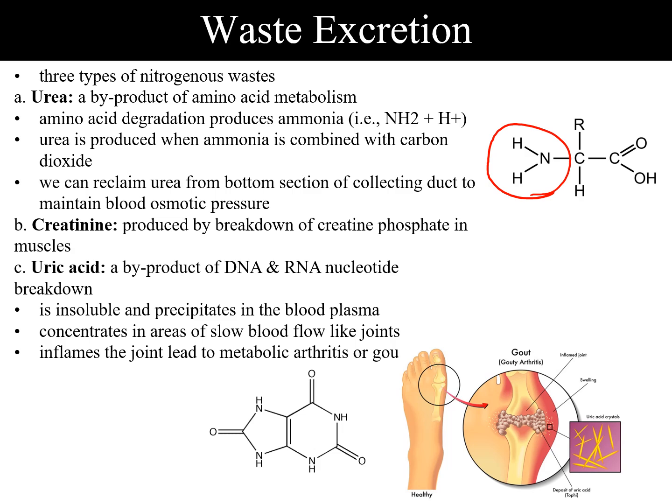Uric acid is the last nitrogenous waste, and it is formed when you break DNA and RNA nucleotides down. The thing about uric acid is that it's insoluble. And if enough uric acid is made, it precipitates out in the blood plasma. It can get concentrated in areas where blood flows very slowly, like, for example, joints. The blood that flows through our joints is at a pretty slow velocity. So the precipitating uric acid can crystallize out there, and it inflames the joint, and it causes what's known as metabolic arthritis or gout.